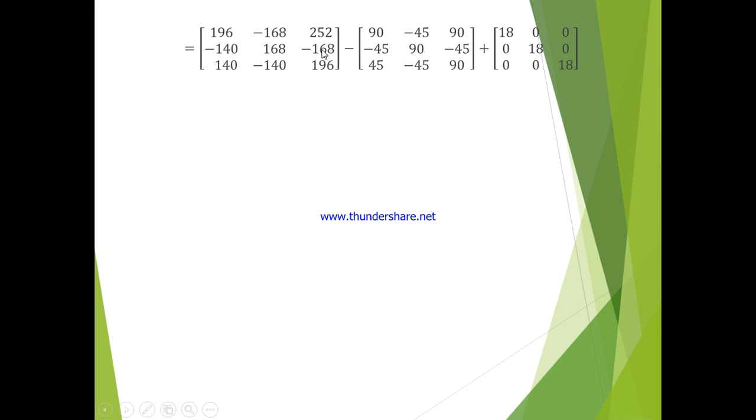We get this one. After that this minus is common for all the elements, so we have to multiply each and every term by the minus sign. So we get 196 minus 90 plus 18, that is equal to 124, minus 168 minus into minus plus 45 plus 0, this is equal to 120 minus 123. Like that way we have to find all the elements.